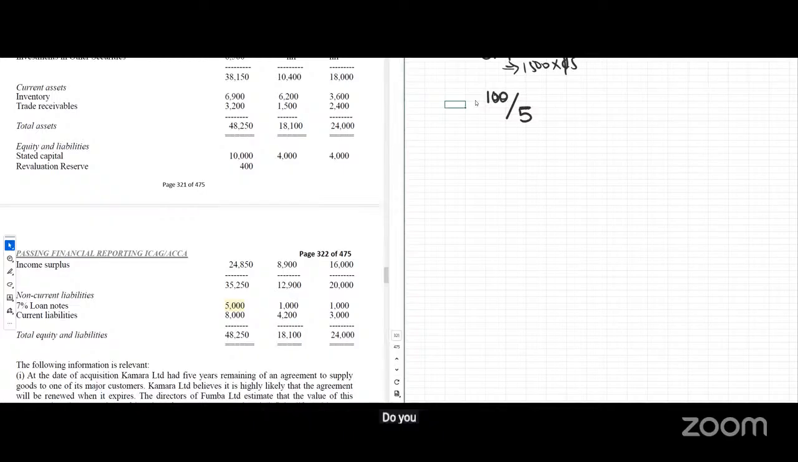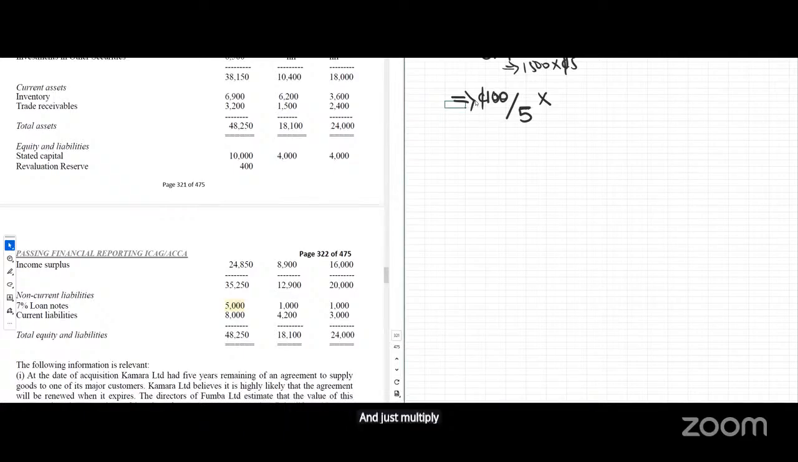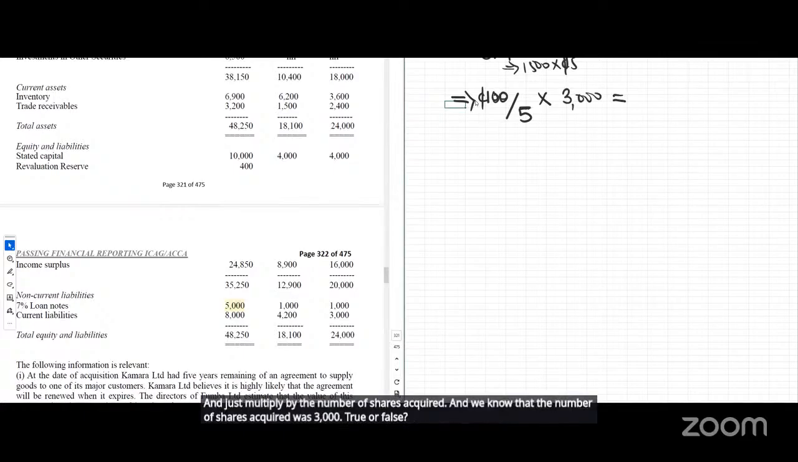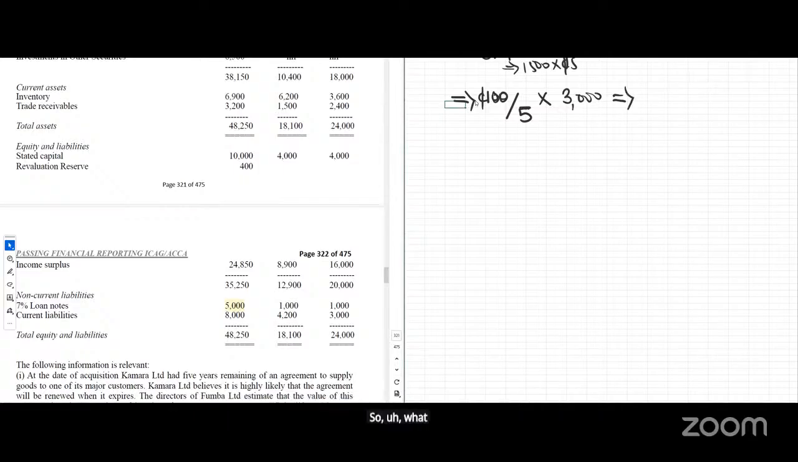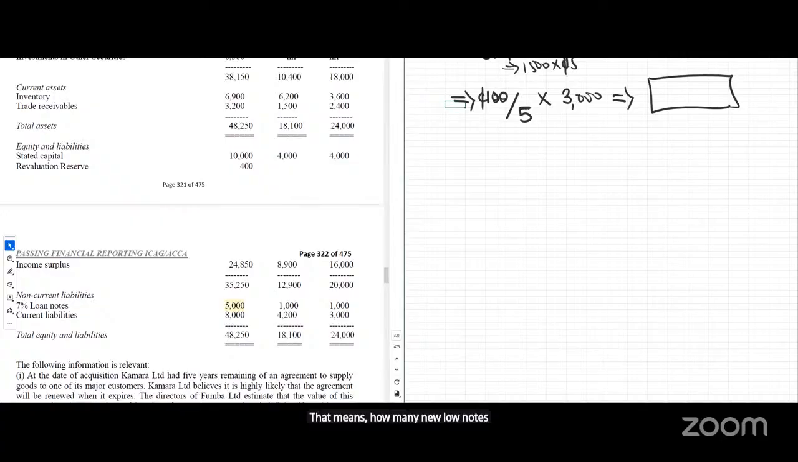Do you understand? So if I'm going to issue 100 CD loan notes for every 5 of the subsidiary shares, all you are going to do is take the 100 out of the 5 and just multiply by the number of shares acquired. And we know that the number of shares acquired was 3,000. True or false? Yes. So we divide this by the 5 and multiply by the 100. And that gives us what? How much loan notes will the parent offer?